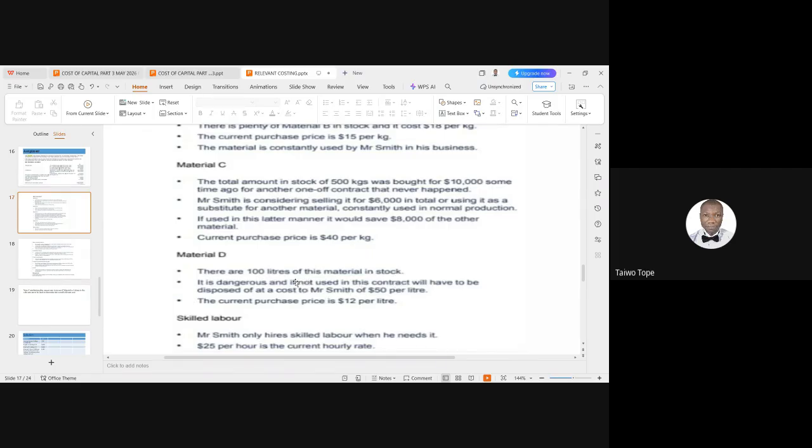It is dangerous if not used in this contract. It will have to be disposed of at a cost to Mr. Smith of $50 per liter. Can you see the English? It will have to be disposed of at a cost. It means it will cost Mr. Smith $50 per liter to dispose of it.